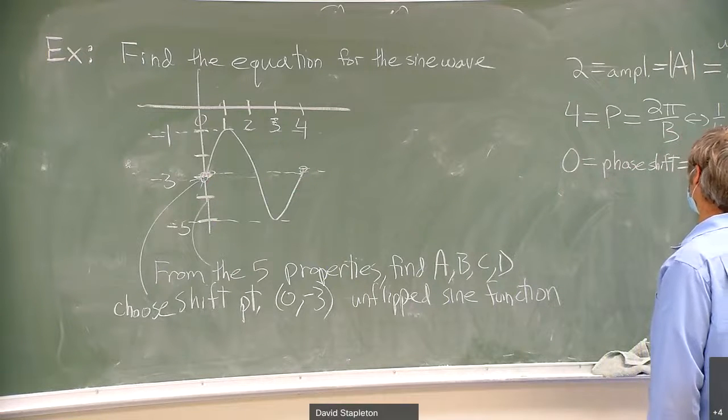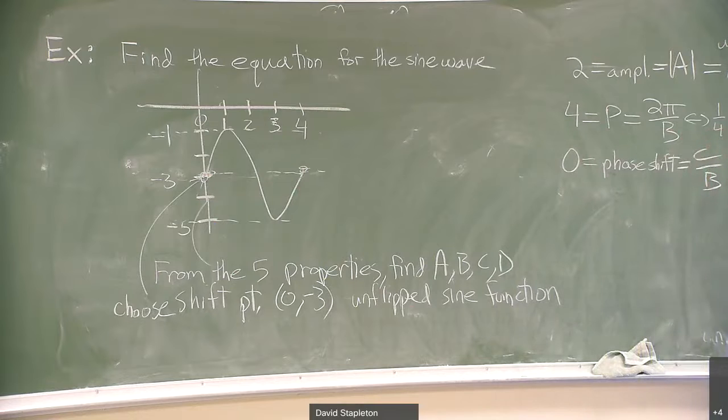It has to be C over B. I already have B, so I can always compute it, but in this case, it's even easier. If a quotient is 0, that means the numerator is 0. So C equals 0.